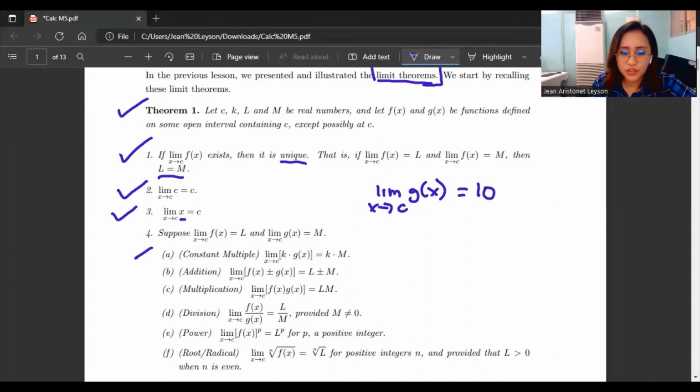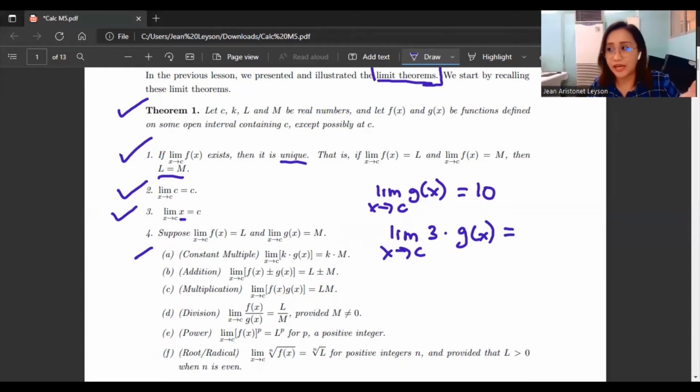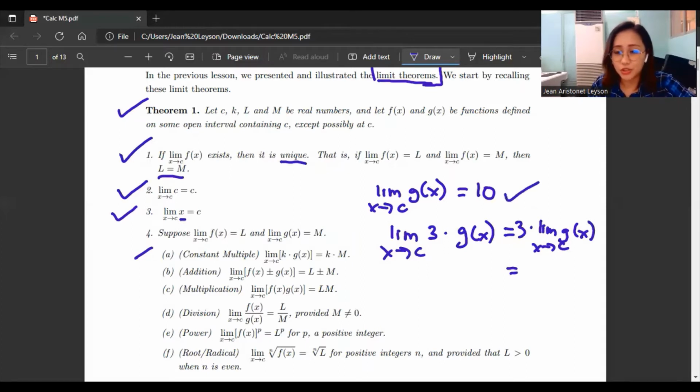Now, if we have the function, the limit of 3 times g of x as x approaches c. By the constant multiple rule, or constant multiple theorem, we put 3 outside, before the limit of the function. So that will become 3 times the limit of g of x as x approaches c. Now we are already given the limit of the function g of x.